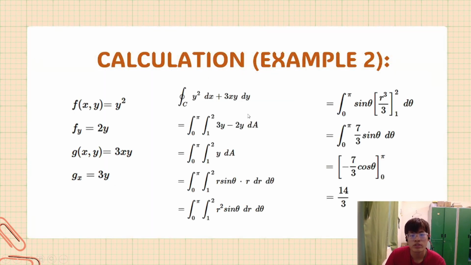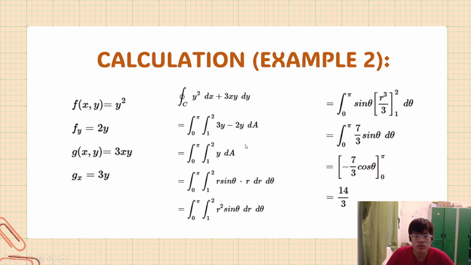From Green's theorem, we just learned that this equation can be transformed into another form. So we assume that this y squared with the dx is f(x,y) and 3xy is g(x,y). So we know that it can be transformed into del g del x minus del f del y. When f(x,y) is y squared, we know that del f del y is 2y. And we also know that del g del x, which is the derivative of g in terms of x, is 3y. So we can get this equation.